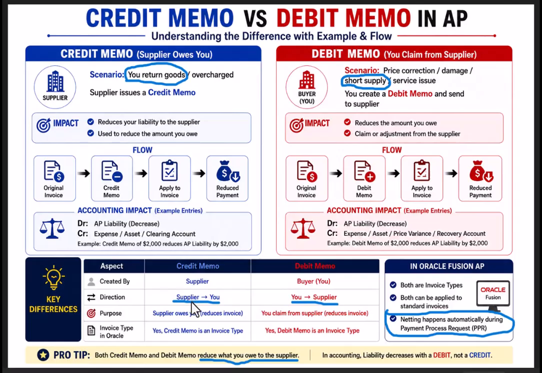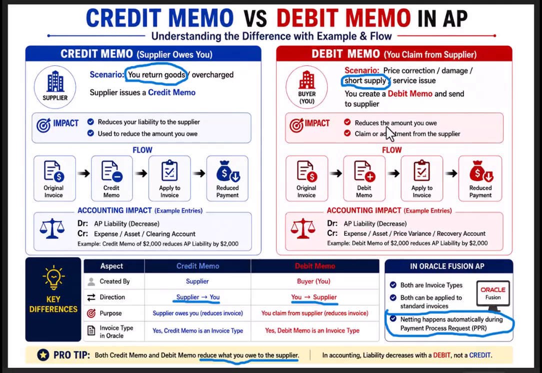The direction is that it comes from the supplier to the buyer organization, in our case Amazon, and it reduces the invoice amount that he has already sent earlier. And credit memo is a type of invoice. Now let us look at debit memo. Let us take a scenario wherein the company has ordered 100 laptops, but Dell has sent only 98 laptops, but he sent an invoice for 100 laptops. In that case, the company can create a debit memo and send it to the supplier.